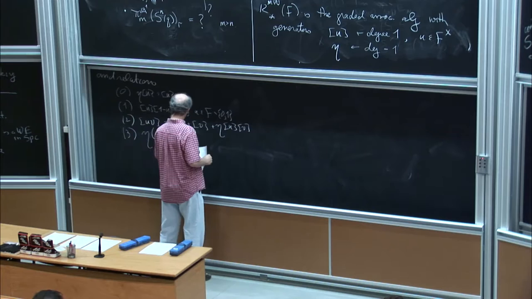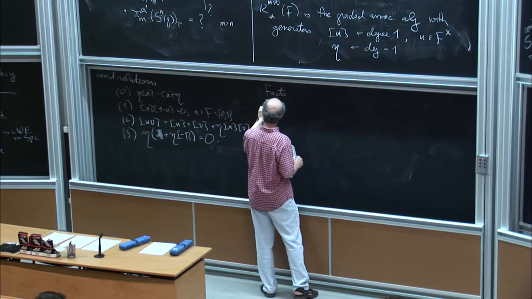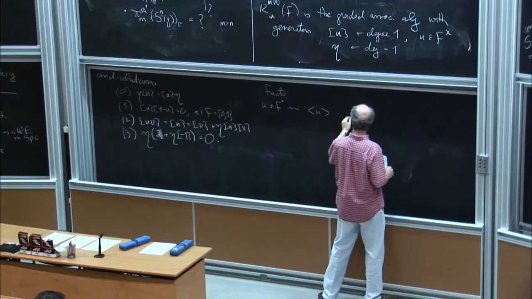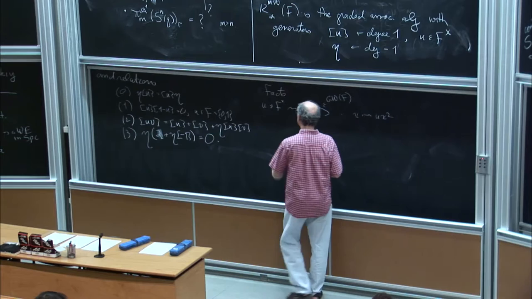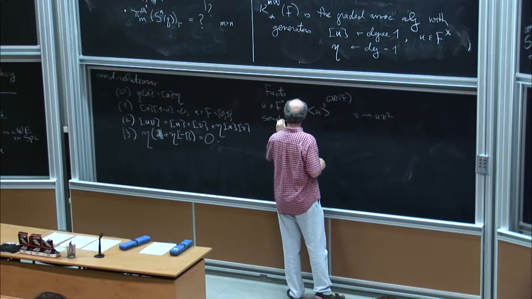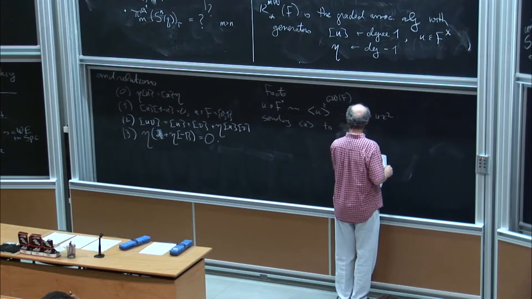Okay, so some facts about this. If you take a unit, then we have this thing. This is the one-dimensional quadratic form. So this would be in the Grothendieck-Witt group of F. And sending these generate the Grothendieck-Witt group, at least if the characteristic is not 2. So sending this symbol to this symbol, not, that's wrong, to this thing.